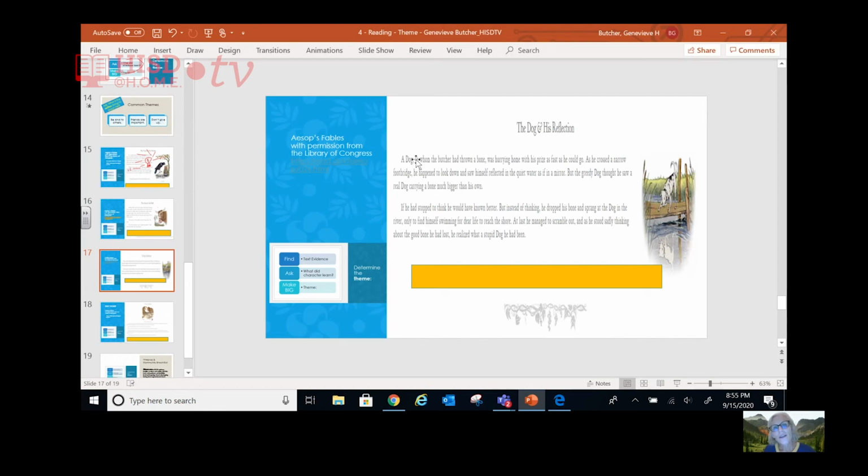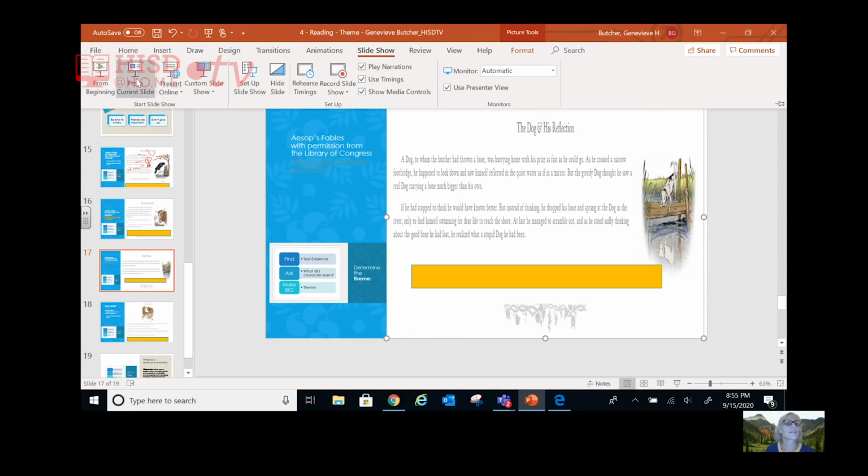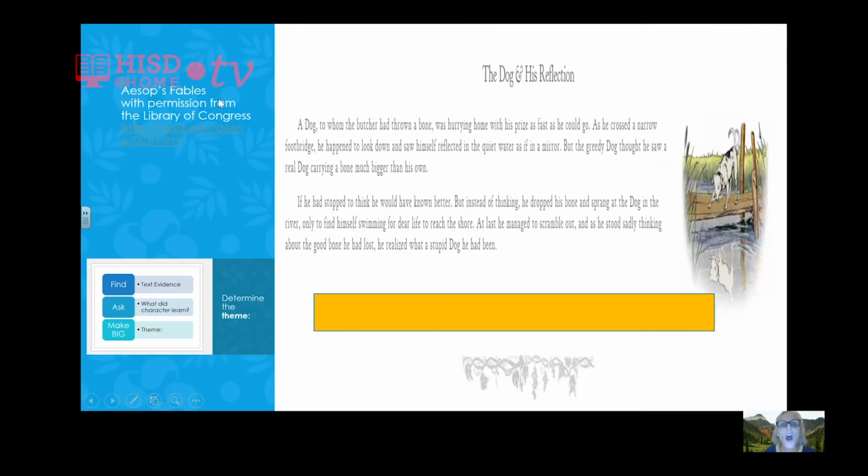A dog to whom, I'll read it, I'll make it really big so you can see it. A dog to whom the butcher had thrown a bone was hurrying home with his prize as fast as he could go. As he crossed a narrow, here's that word again, narrow bridge, he happened to look down and saw himself reflected in the quiet water as if in a mirror.